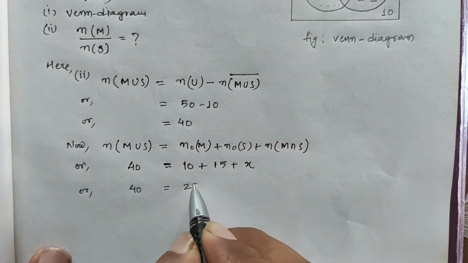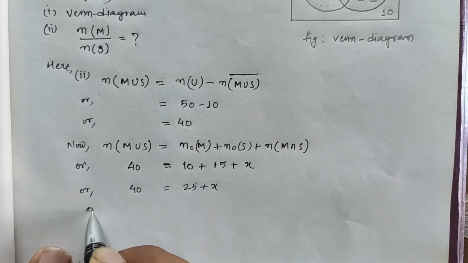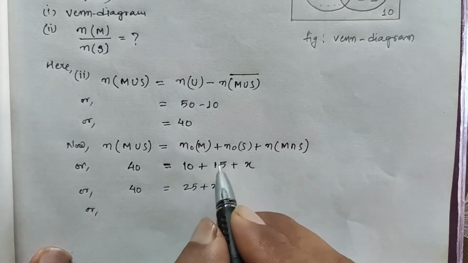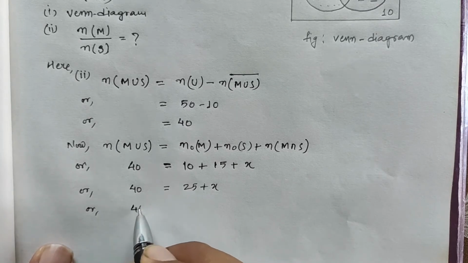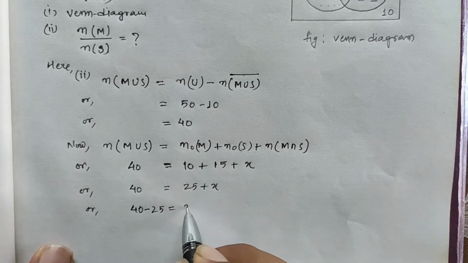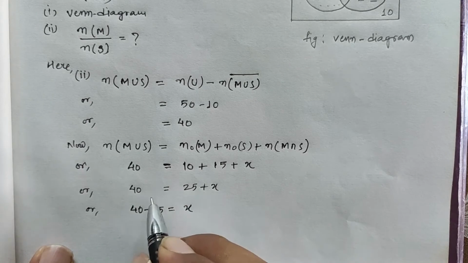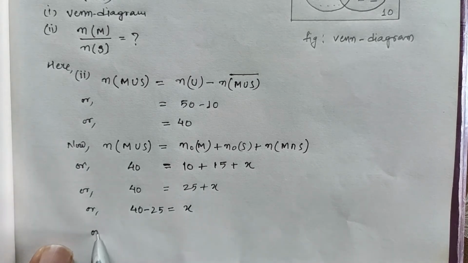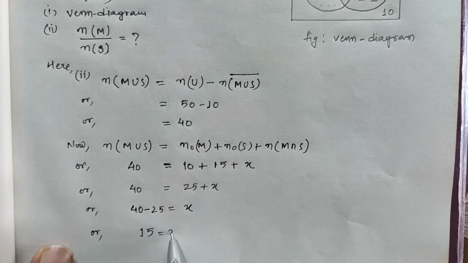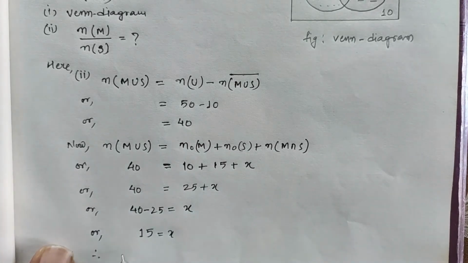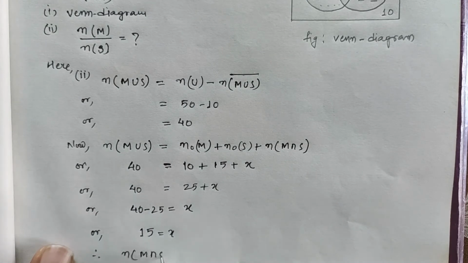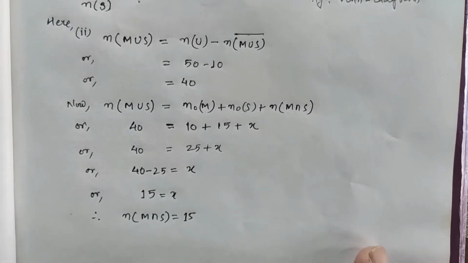So 40 equal to, or we have to add these to 25. 25 when it comes to the left side, it becomes minus. It is positive here. When it goes to the left side, it is minus. So how much is it? 15. So therefore n(M ∩ S) is 15. We have found the intersection part.